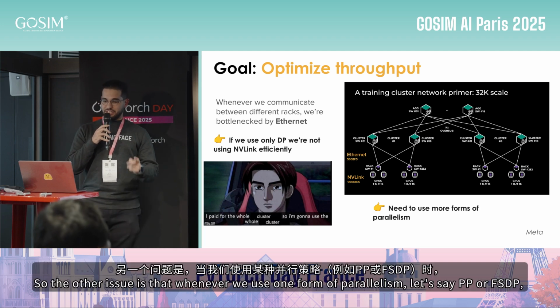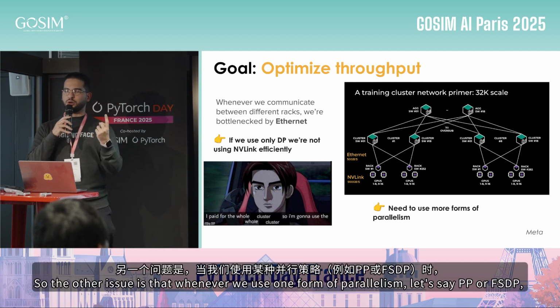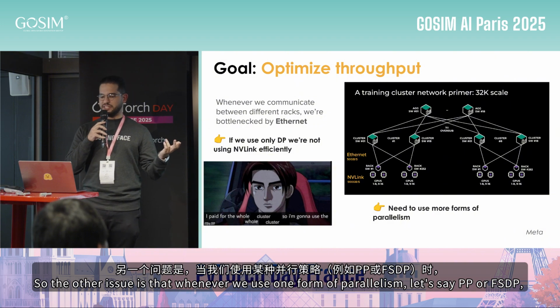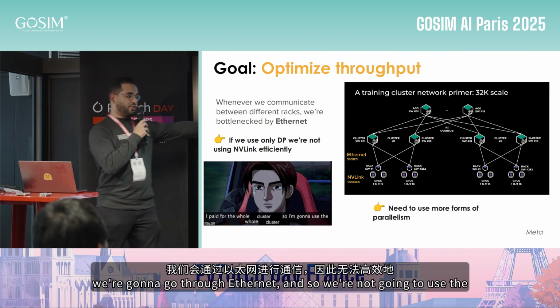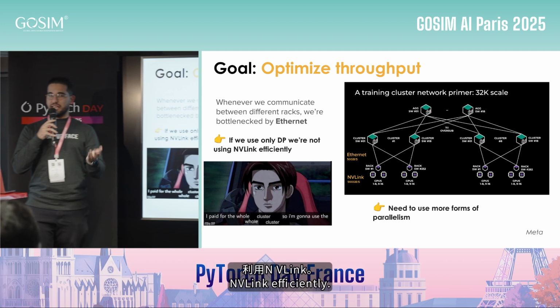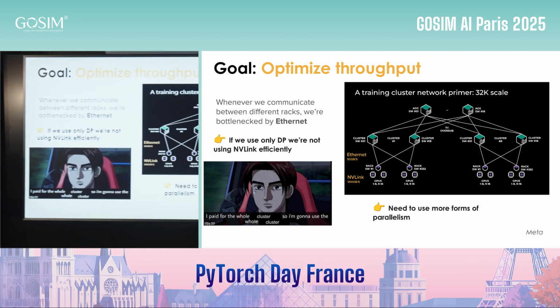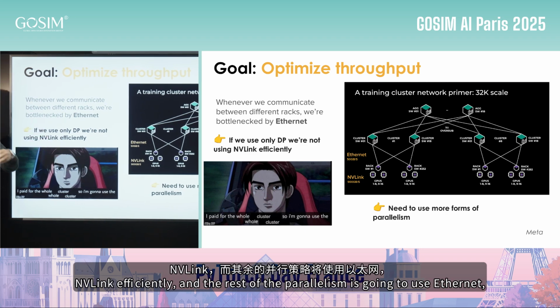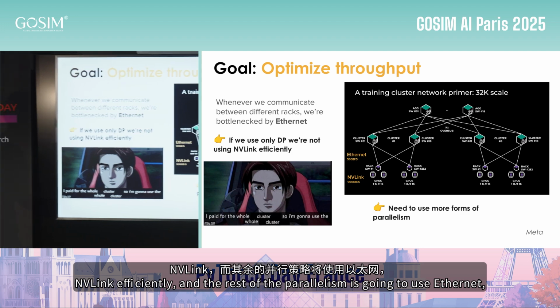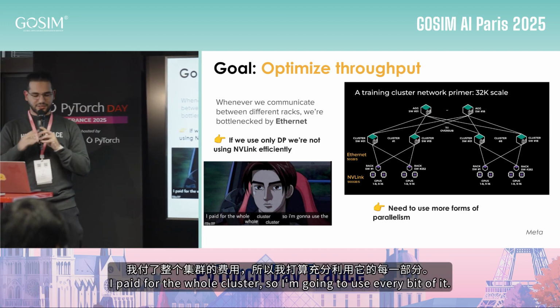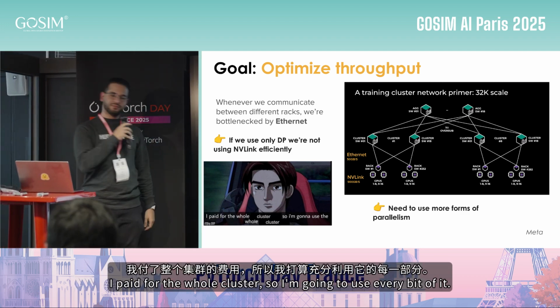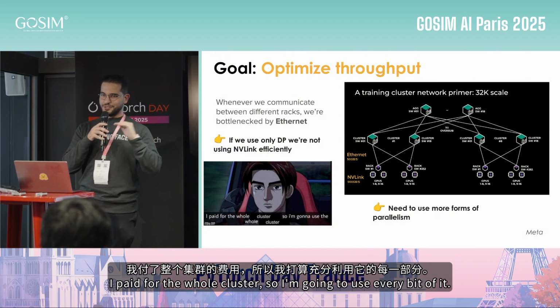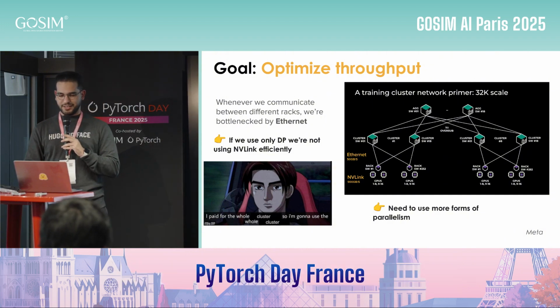So the other issue is that whenever we use one form of parallelism, let's say DP or FSDP, we're going to go through Ethernet, and so we're not going to use the NVLink connection efficiently. But for example, let's say we have TP8, then the TP is going to use NVLink efficiently, and the rest of the parallelism is going to use Ethernet. And thus comes this: I paid for the whole cluster, so I'm going to use every bit of it.